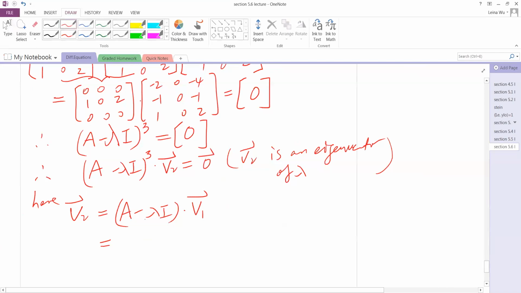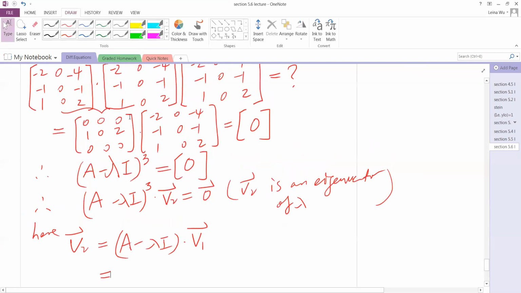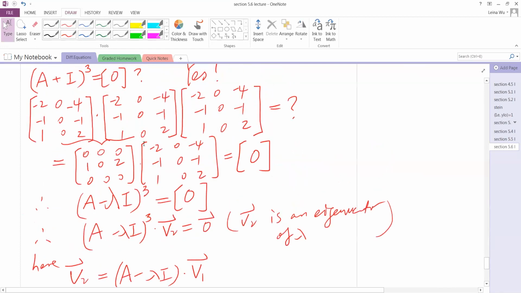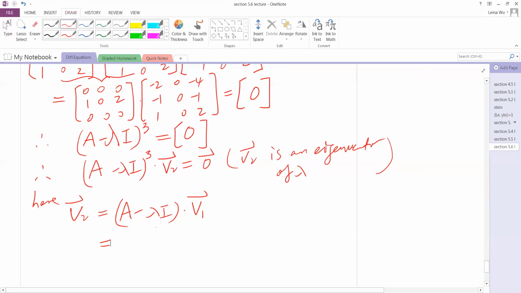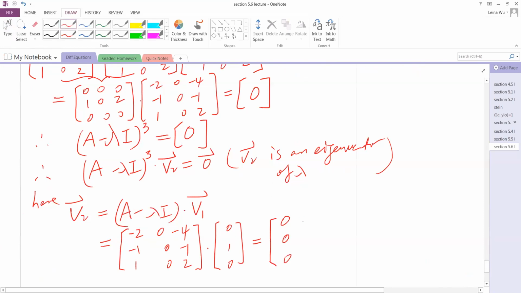Okay, so let's start with A minus lambda I. So the same matrix, you're going to use it again. Same matrix, which is -2, 0, -4, -1, 0, -1, 1, 0, 2, and times our V1. You guys recall what's V1? 0, 1, 0. Okay, let's plug in to see if that would give us some non-zero vector. So what do we have? 0, 0, 0. Unfortunately, you get 0, 0, 0 here.